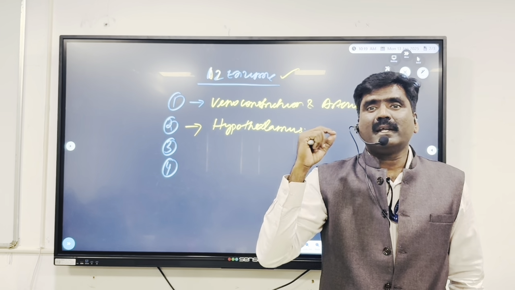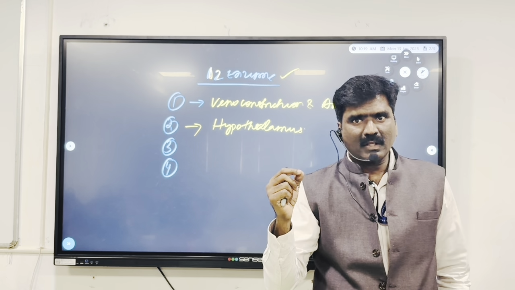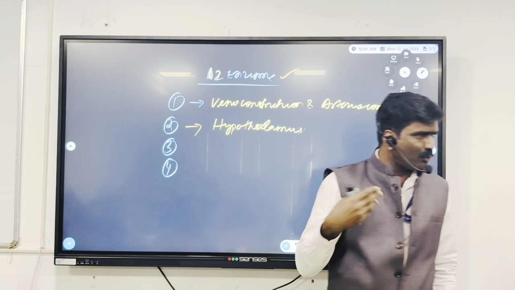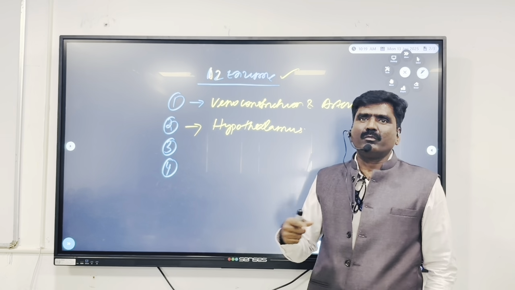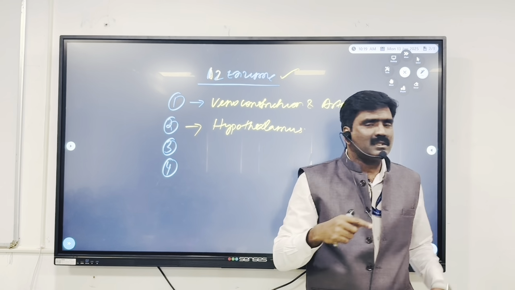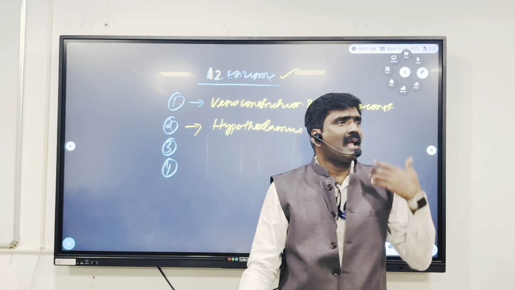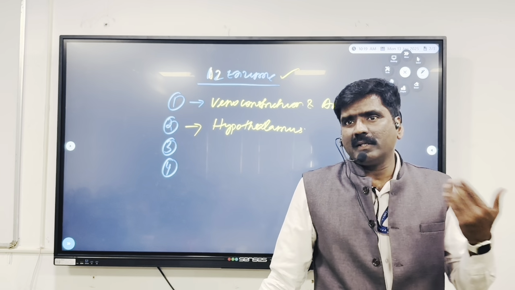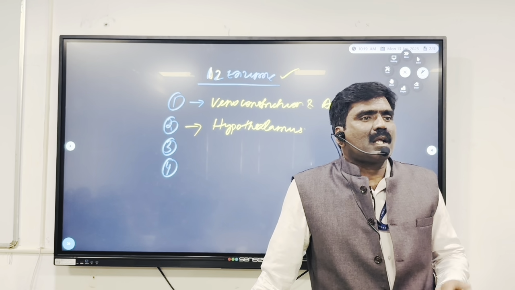In the hypothalamus there is a center for thirst. Center for thirst, right? You know what is thirst? Yeah. There is a center for thirst. When A2 goes and binds with the receptor in the hypothalamus, the patient will get thirsty, and he will ask for water, right? So if he is drinking more and more water, then what will happen?